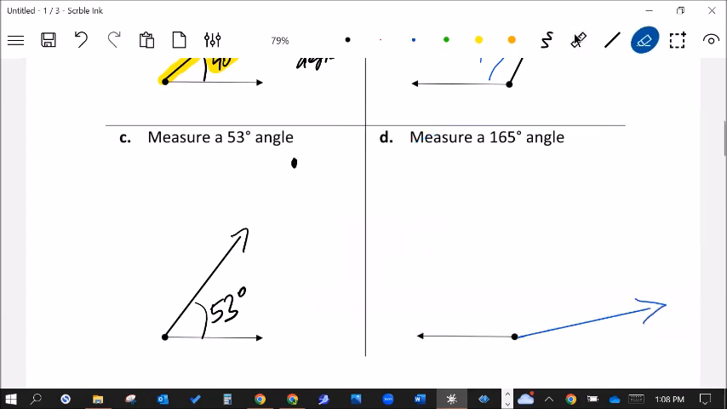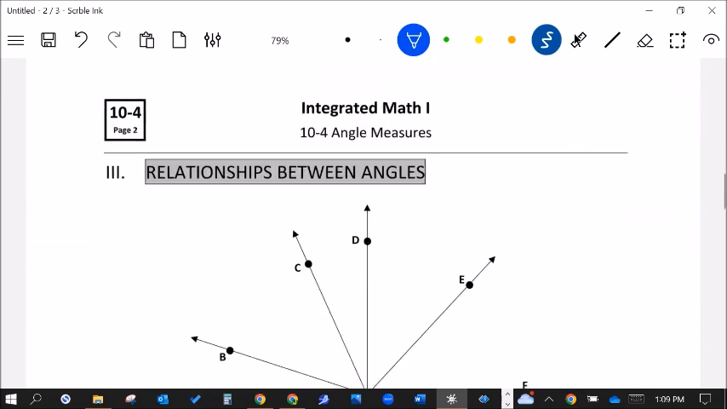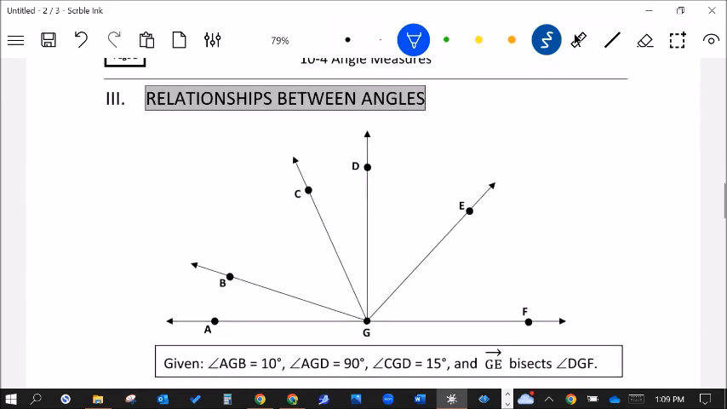Don't need the big one anymore. And I'll call this one 165 degree angle. You don't need the arc there, but it's a pretty good thing to have to show that we're going that angle. Now, this is almost 180 degrees, almost a straight line. So let's go to a different relationship between angles.